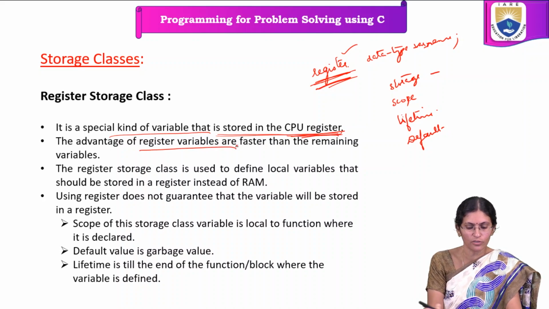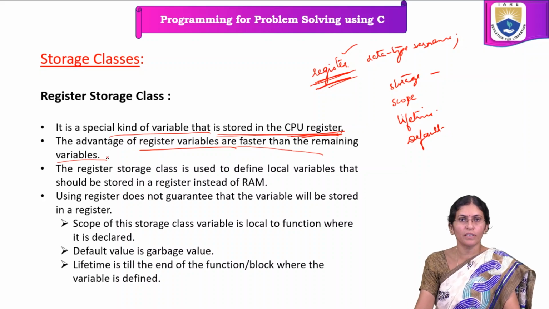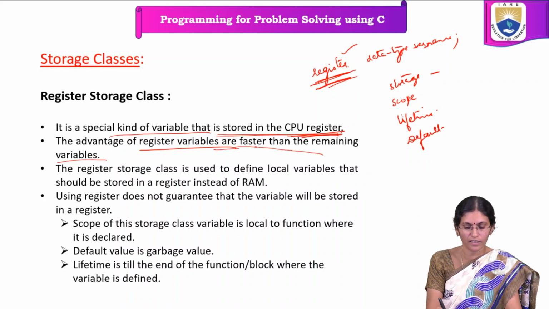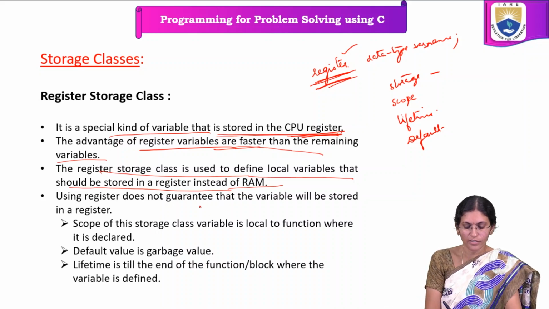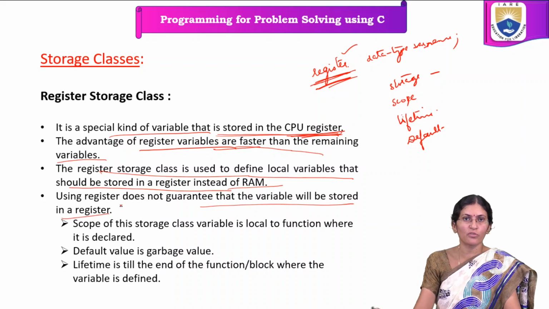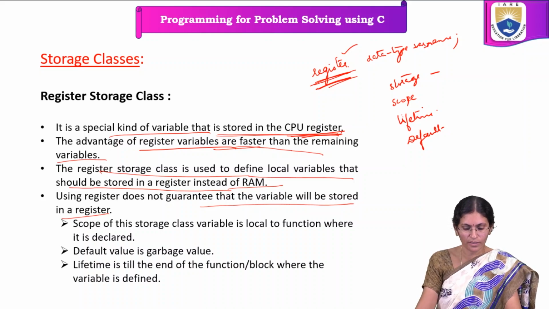So the advantage of register variables is that we can access them faster than the remaining variables. As compared to other variables, accessing these variables is faster. The register storage class is used to define local variables that should be stored in a register instead of RAM. Using register does not guarantee that the variable will be stored in a register. Depending upon the memory available in the register, it may or may not be stored in the register.